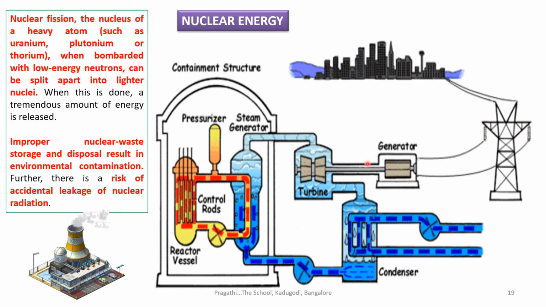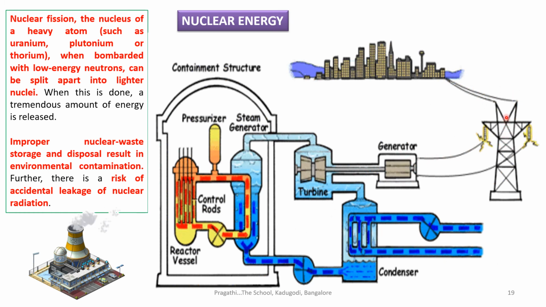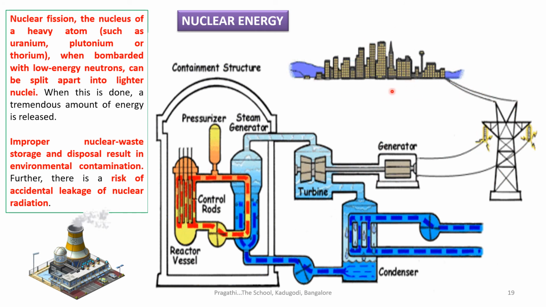The turbine will rotate the generator. The generator produces the electricity, and the electricity goes and gives light to the building. Or it might be houses, it might be a mall, it might be factories, it might be big industries, it might be anything. So that's how nuclear energy is being produced.